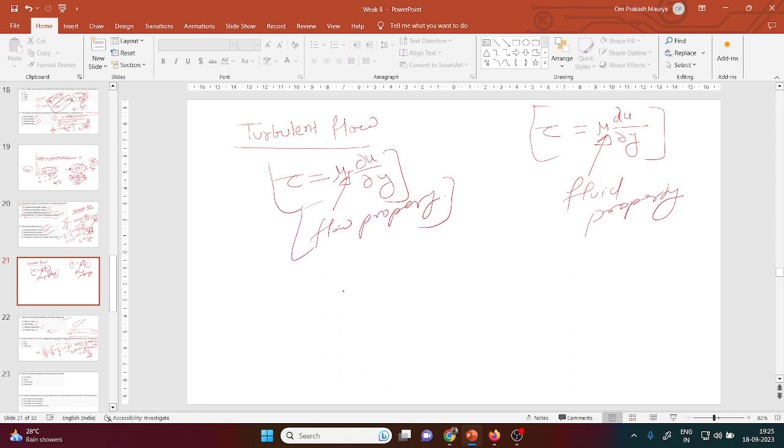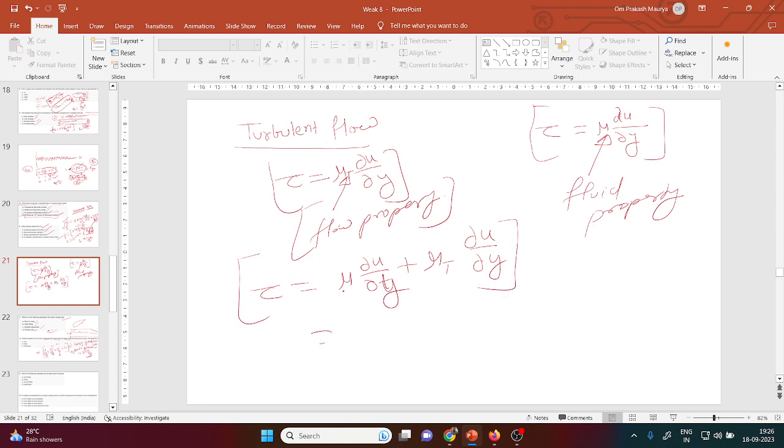So you need to always remember this is a fluid property. For water it is different, for oil it is different mu, but mu t depends on the flow property. So this is the basic difference. Your total stress may be the combination of both mu du by dy plus mu t du by dy.